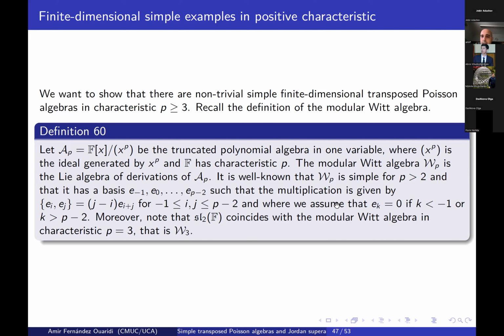By assuming that E_K will be 0 if K is less than minus 1 or bigger than P minus 2. Moreover, note that sl_2 coincides with the modular Witt algebra in characteristic P equals 3. So it coincides with W_3.